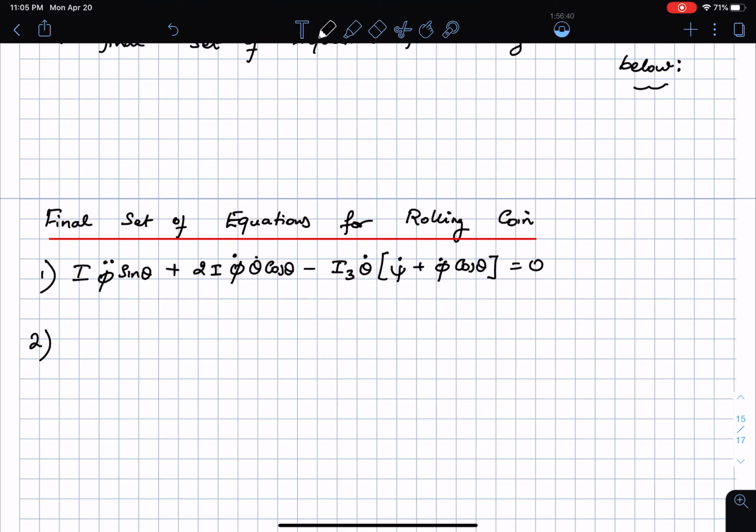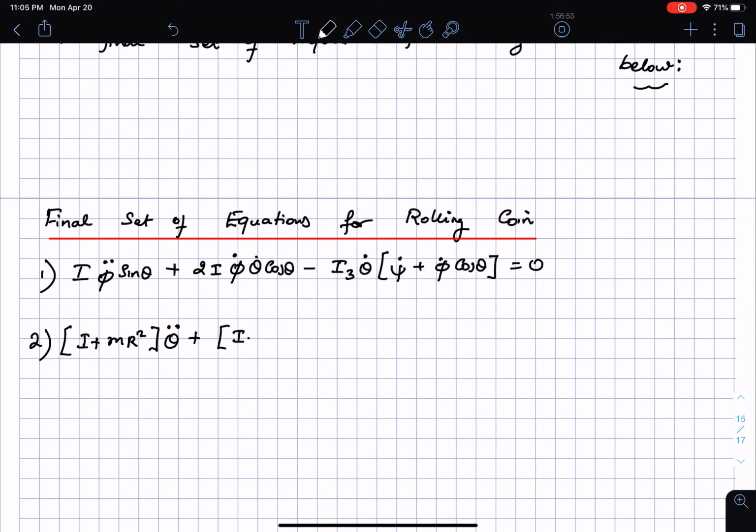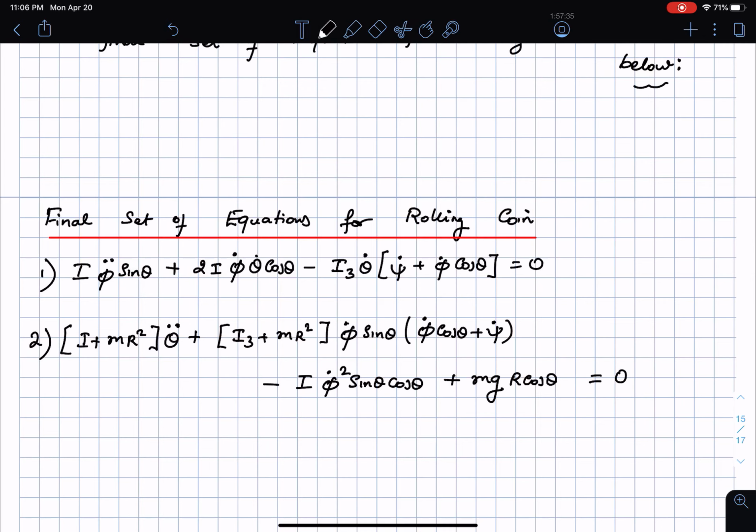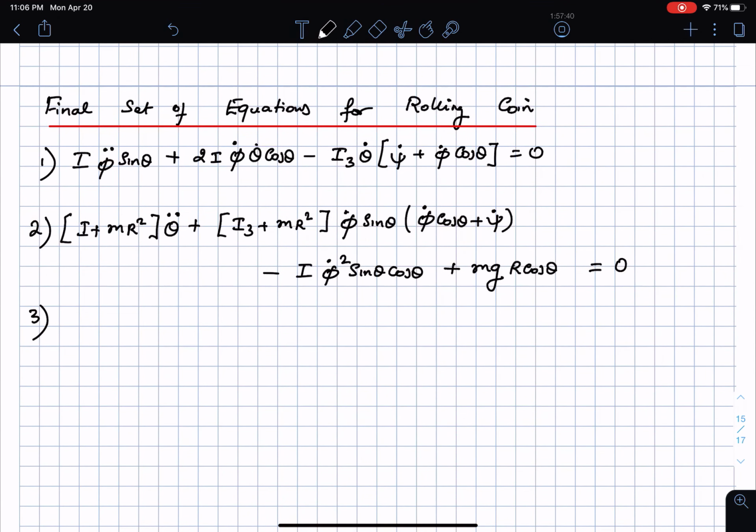That's going to be I plus mr square, this is going to be theta double dot, plus I3 plus mr square times phi dot sine theta times phi dot cos theta plus psi dot. After all the hard work has been done, I'm going to have a minus I times phi dot square sine theta cos theta. This is one whole equation, plus mgr cos theta, that's equal to 0.